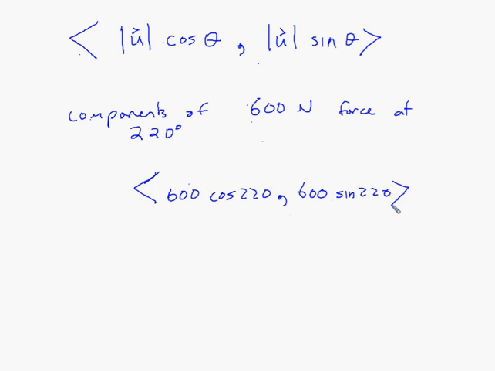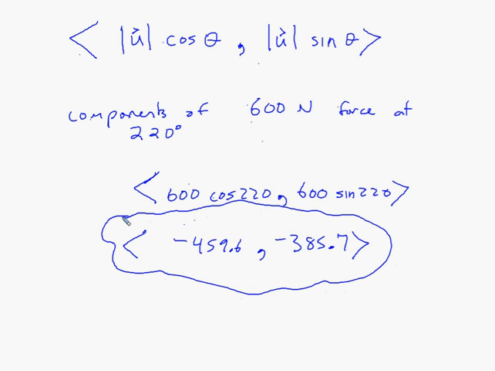This is where understanding that cosine has to do with x's and sine has to do with y's is really helpful, because then you don't really need to draw the triangle out. You can just plug into this formula. But if you want to draw that triangle again, go ahead and do it. Better safe than sorry. So what do we get for our first component? Negative 459.6. And our second component? Negative 385.7. And there we go. There's our components of our vector.